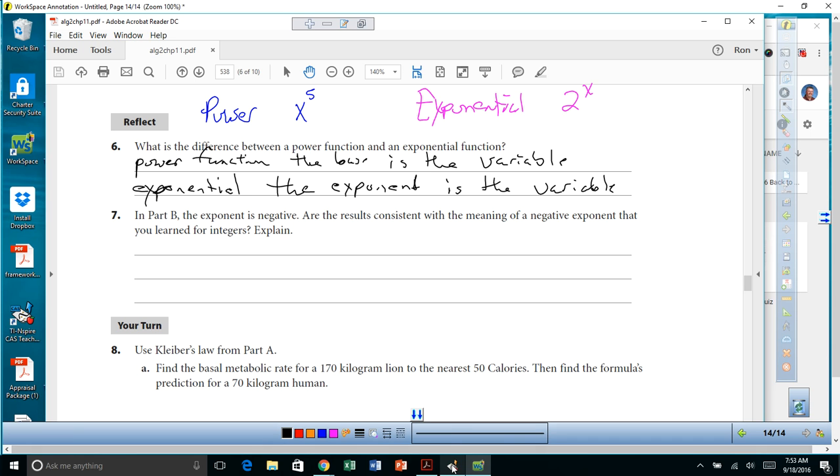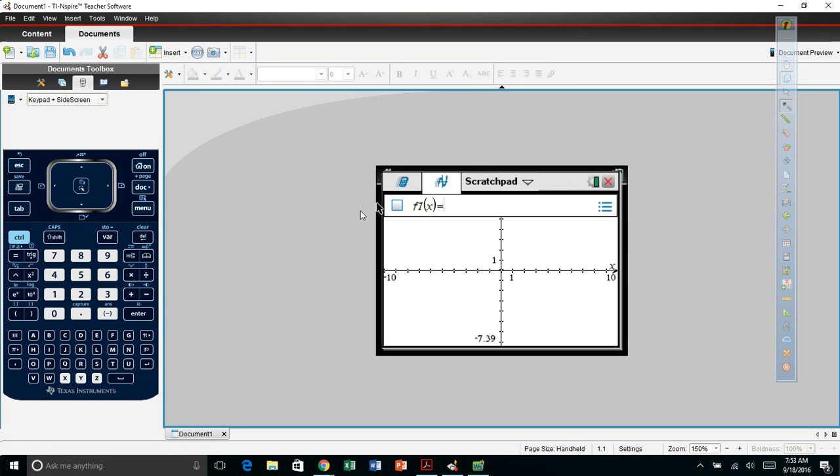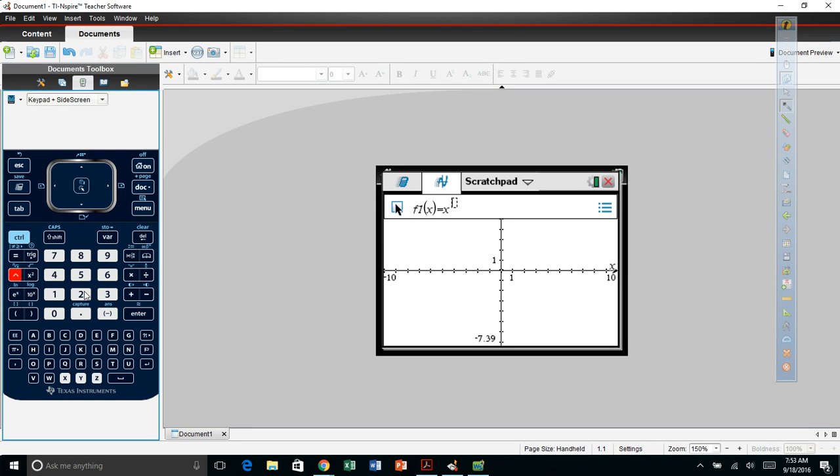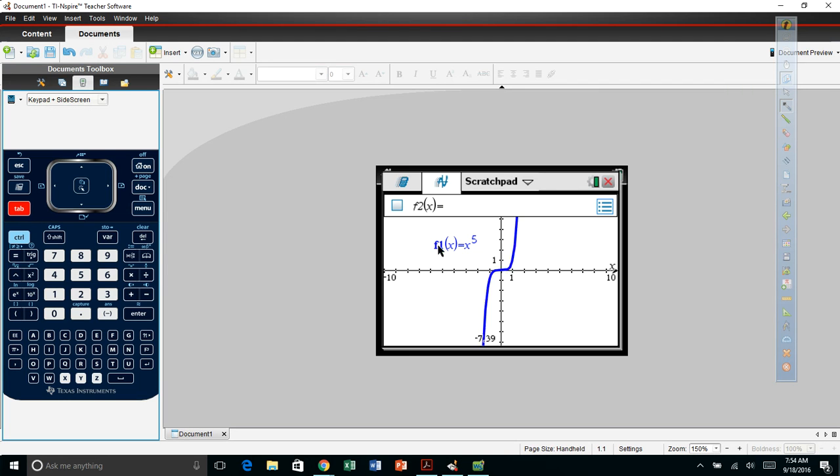Well, I wonder what that looks like on a graph. Let's try graphing that. A power function would be x caret 5. And what does that look like? Okay, so that is your power function. Your exponential function looks kind of different, and we'll use 5 and then caret x, and then notice the difference.